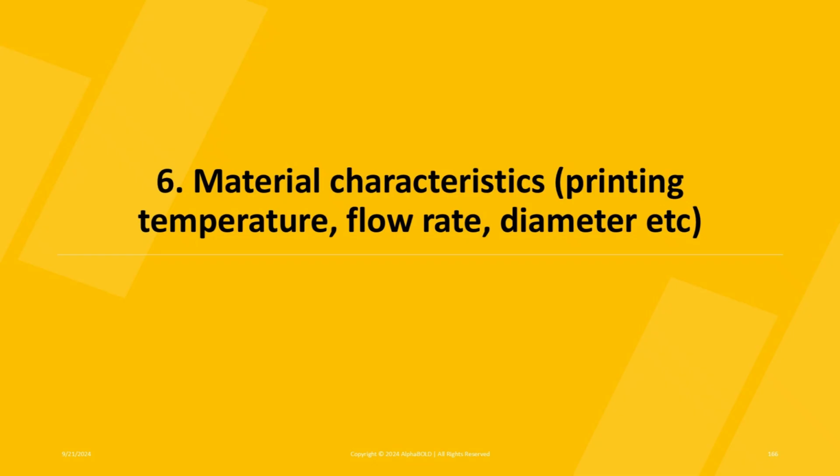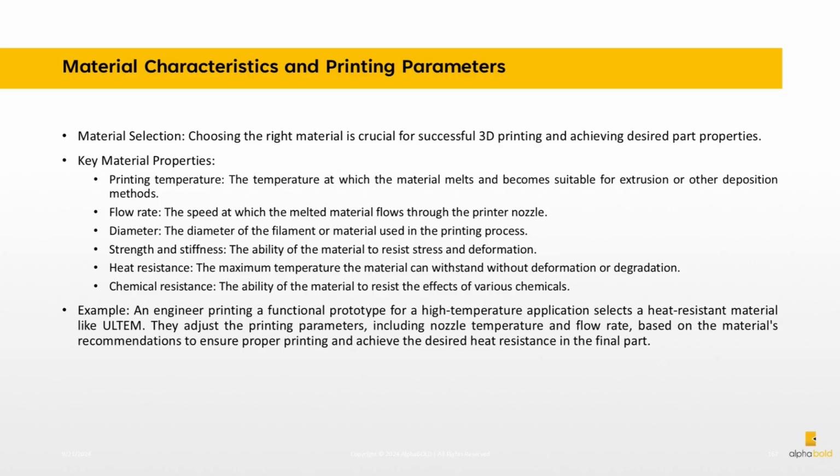Material characteristics, printing temperature, flow rate, diameter, etc. Material selection. Choosing the right material is crucial for successful 3D printing and achieving desired part properties. Key material properties. Printing temperature, the temperature at which the material melts and becomes suitable for extrusion or other deposition methods. Flow rate, the speed at which the melted material flows through the printer nozzle. Diameter, the diameter of the filament or material used in the printing process. Strength and stiffness, the ability of the material to resist stress and deformation.